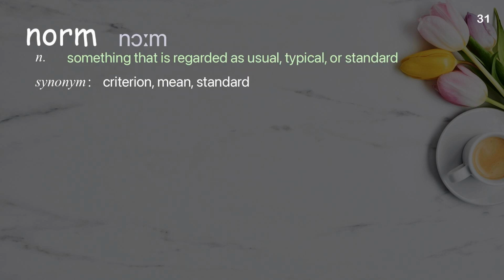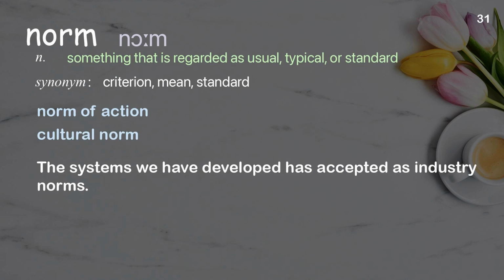Norm: Something that is regarded as usual, typical, or standard. Examples: Norm of action. Cultural norm. The systems we have developed have been accepted as industry norms.